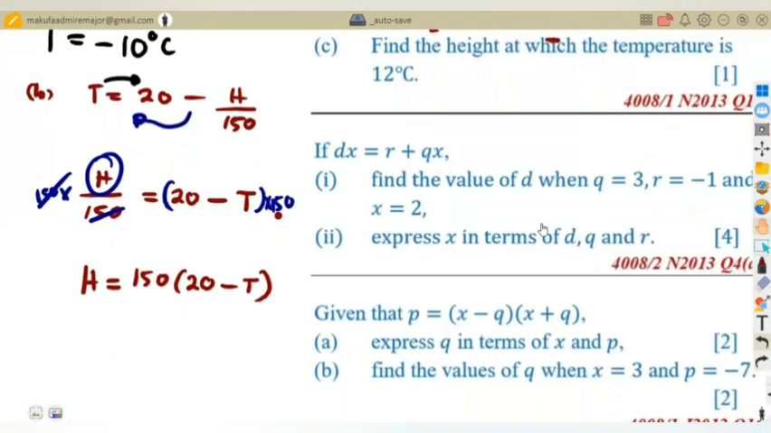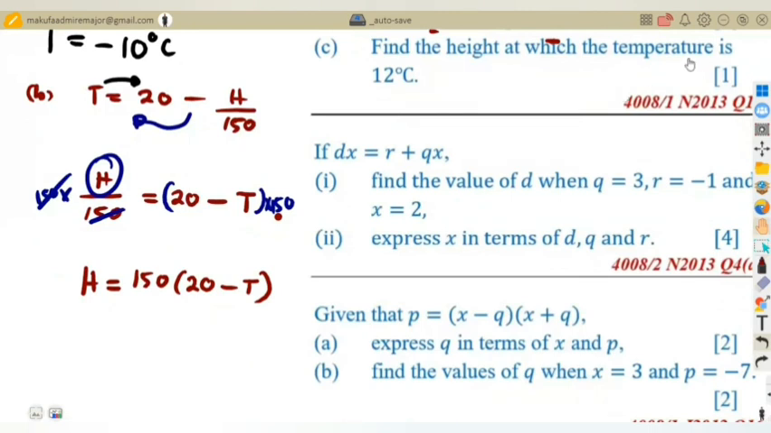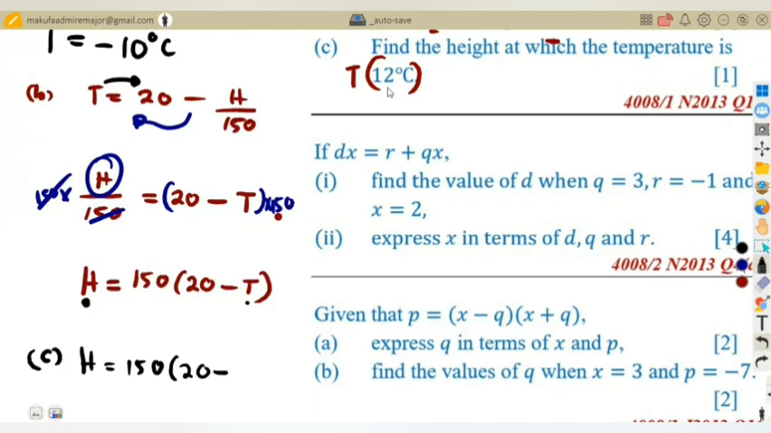Now on the C part, they are saying find the height at which the temperature is. We are given the value of temperature. We are given T, and we are asked to find H. So instead of going back to the original equation, I can substitute here since I have H as the subject. So H is equal to 150 into 20 minus T. What is the value of T? Our value of T is 12.